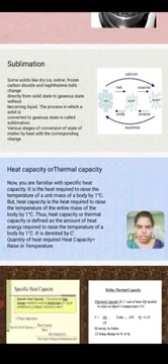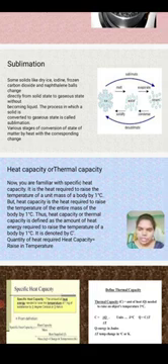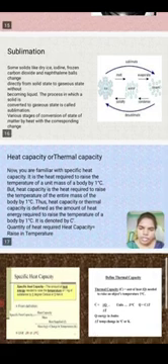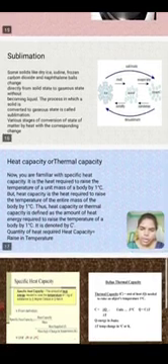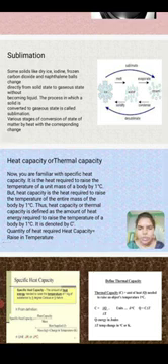Heat capacity or thermal capacity. Now you are familiar with specific heat capacity. It is the heat required to raise the temperature of a unit mass of a body by 1 degree Celsius. But the heat capacity is the heat required to raise the temperature of the entire mass of the body by 1 degree Celsius. Thus, heat capacity or thermal capacity is defined as the amount of heat energy required to raise the temperature of a body by 1 degree Celsius. It is denoted by C. Heat capacity is equal to the quantity of heat required divided by the rise in temperature.